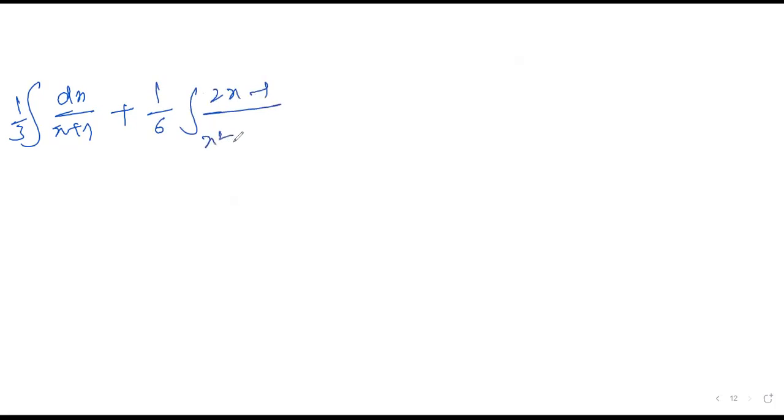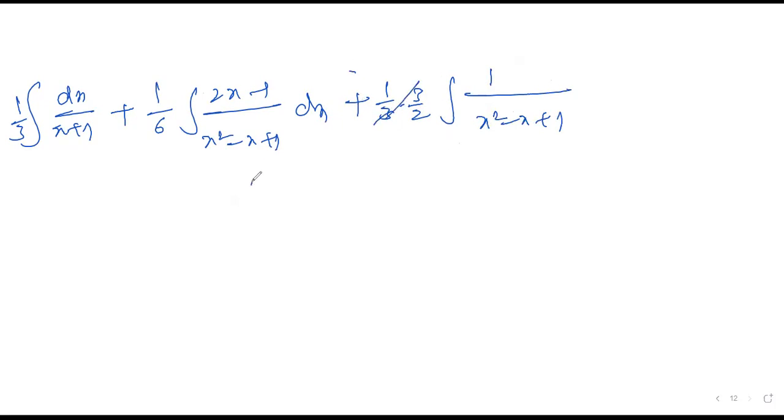So, continuation: integration dx by x plus 1, it is 1 by 3. There 1 by 2, down 1 by 3 is there, 1 by 6. Integration 2x minus 1 by x square minus x plus 1 into dx, plus 3 by 2, 1 by 3 into 3 by 2, integration 1 by x square minus x plus 1. Clear? It is cancelling out. Yes, sir.